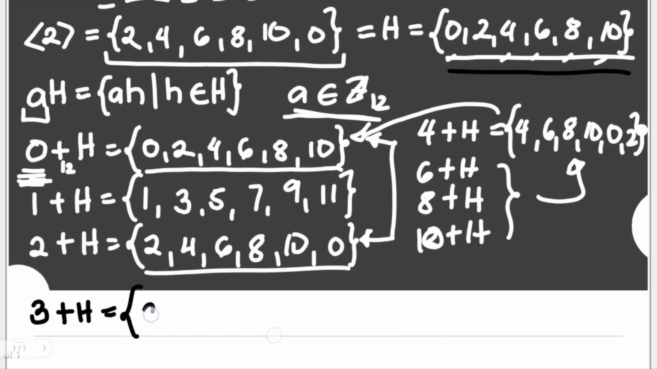So 3 plus 0 is 3. 3 plus 2 is 5. 3 plus 4 is 7. 3 plus 6 is 9. 3 plus 8 is 11. 3 plus 10 is 13. Under modulo 12, that's 1.